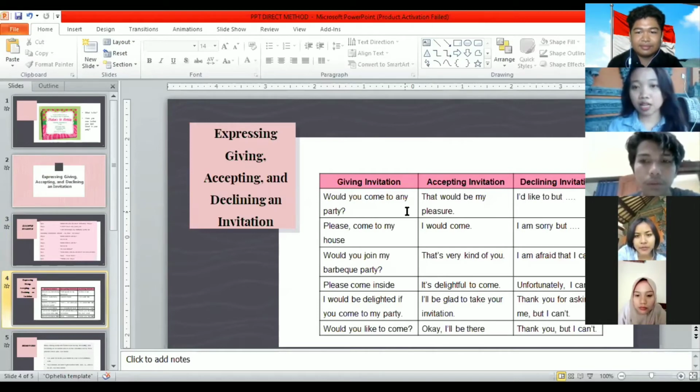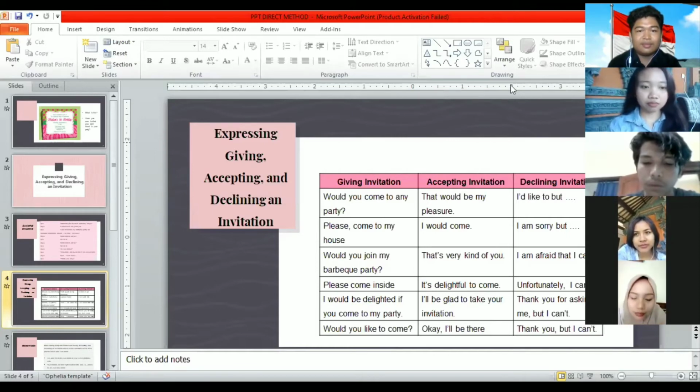And then for accepting invitation, like Yoga said before: That would be my pleasure. I would come. That's very kind of you. It's a delight to come. I'll be glad to take your invitation. Okay, I'll be there. And then for declining an invitation, like Liana said before, such as: I'd like to, but... I'm sorry, but... I'm afraid that I can't. Unfortunately, I can't. Thank you for asking me, but I can't. Thank you, but I can't.